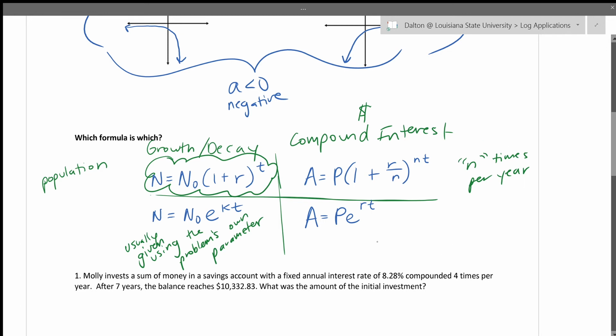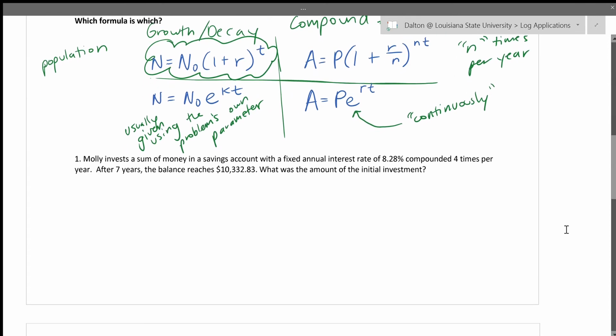The second formula is if they use the word continuously. So if your interest is constantly, in less than nanoseconds at a time, building on itself, then you use the compound interest equation with e in it. Okay, so this is your question bank. This is when you will use each one. If you still have questions about what all of the variables are for, go back to the notes where we originally learned them, and as we do some of these examples ahead, we're going to review that.